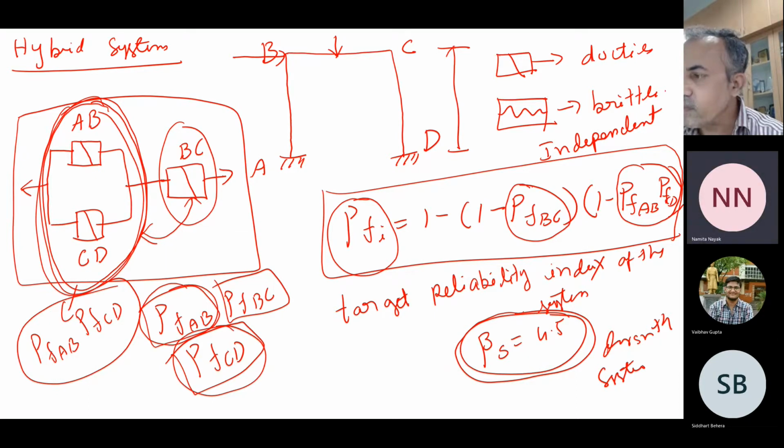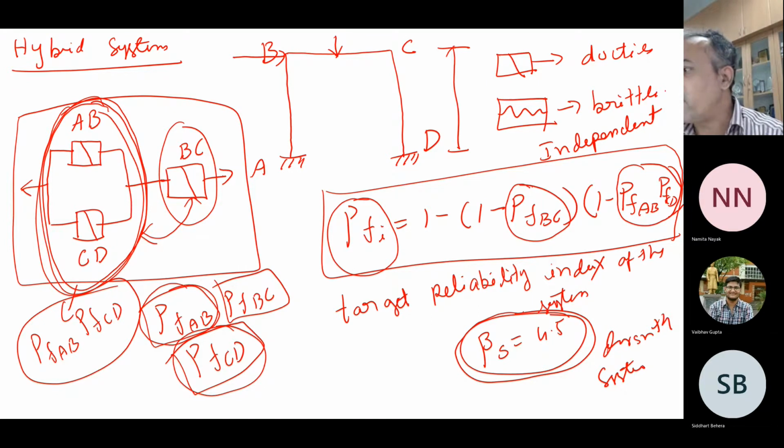That probability should be more than the system probability. Yeah, that is fine. But what is the assumption? PF BC, PF AB, and these two combinations are there. The system probability is given to you. Now these two have to be found out. If you know those two only, then you can design your structure basically.